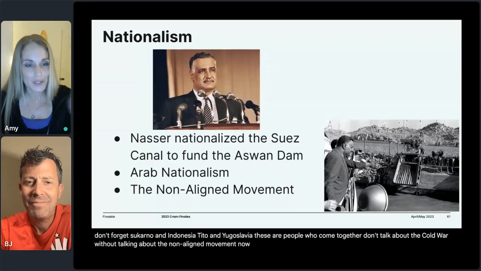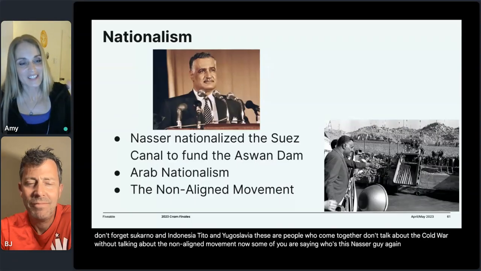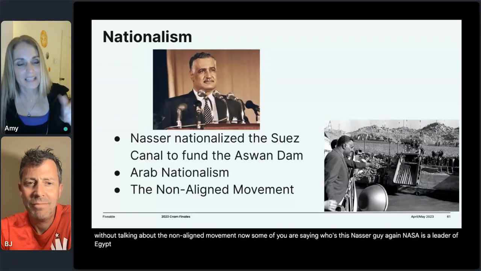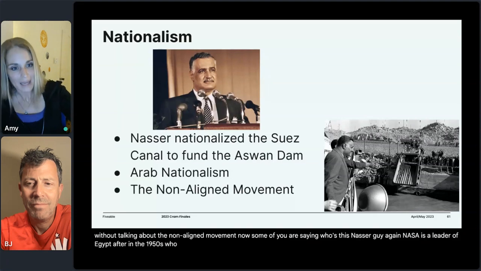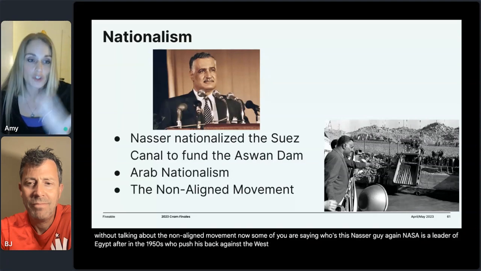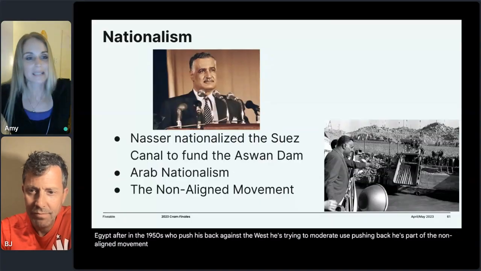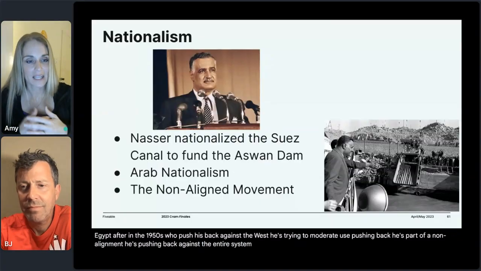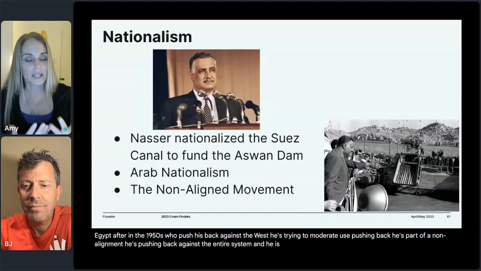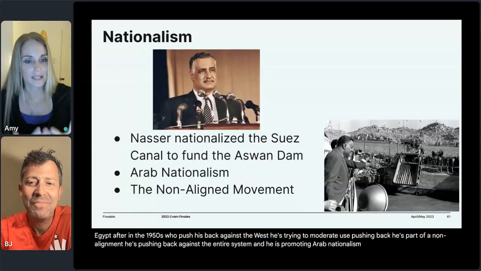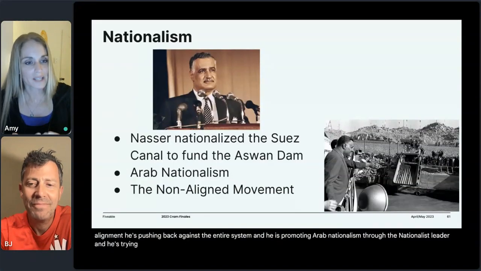Now, some of you are saying, who's this Nasser guy again? Nasser is a leader of Egypt in the 1950s who pushes back against the West. He's part of the non-aligned movement. He's pushing back against the entire system. And he is promoting Arab nationalism. So he's a nationalist leader, and he's trying to modernize his country.